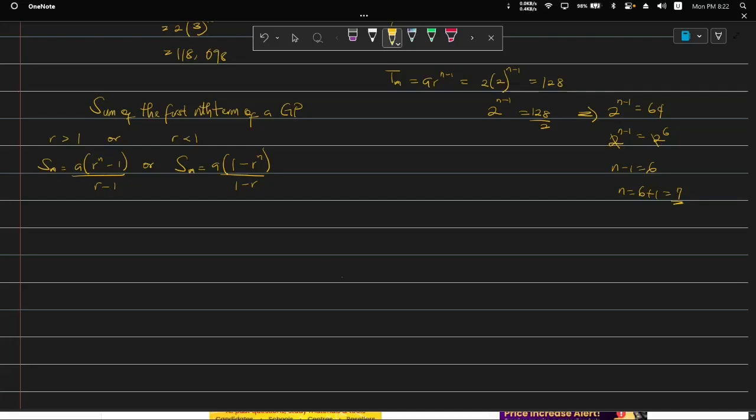Now, let's take the same progression that we have: 2, 6, 18, 54, and so on. We have to find the sum of the first 6. So, S6: first we have to determine if the common ratio is greater than 1 or less than 1. Let's first find the common ratio. The common ratio is 6 divided by 2, which is 3. 3 is greater than 1.